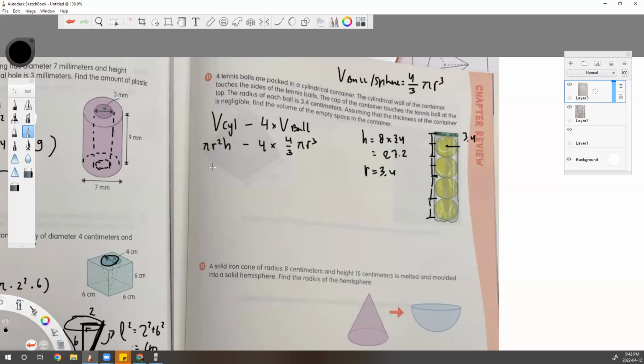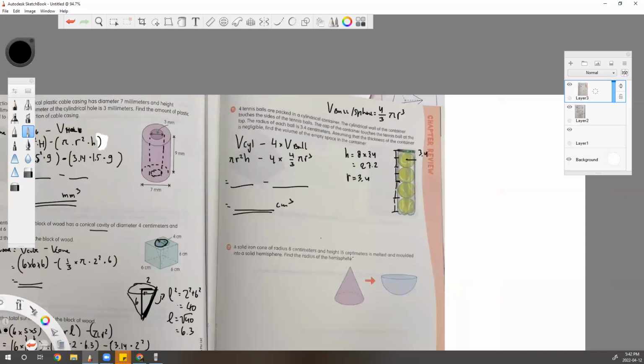And then what you need to do now is try to put on the formula. Put every number: something, subtract something, equals something, the unit is cm cubed. Because we are calculating the volume of the empty space in the container. So the empty space, the air, the volume of the air. So the volume of the cylinder subtract 4 times the volume of the ball.